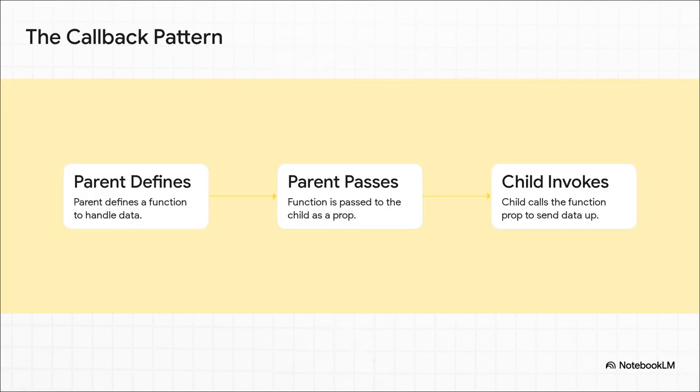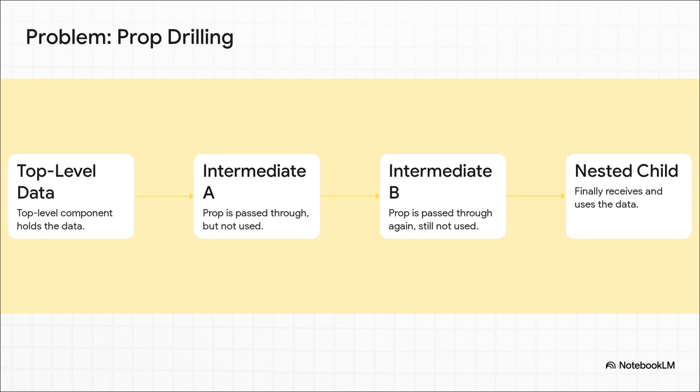The solution is actually super clever. It's a pattern that uses the very tools we've been talking about. The parent creates a function, then it passes that function down to the child as a prop. The child doesn't need to know what the function does, it just calls it when something happens, like a user clicks on it. And when it calls that function, it can pass data back up as an argument. It's brilliant.